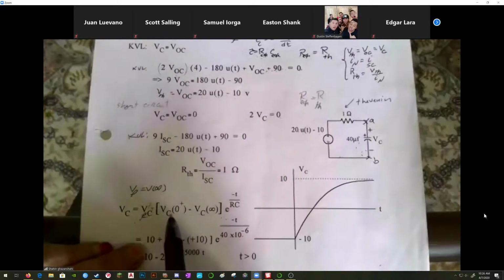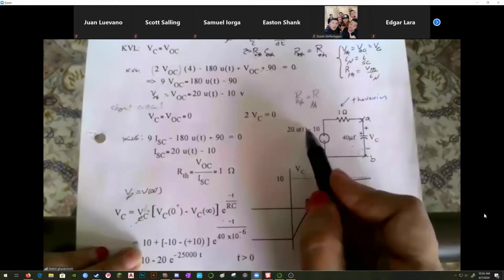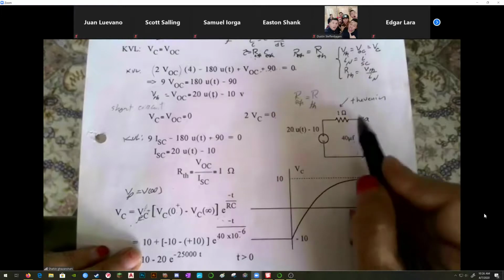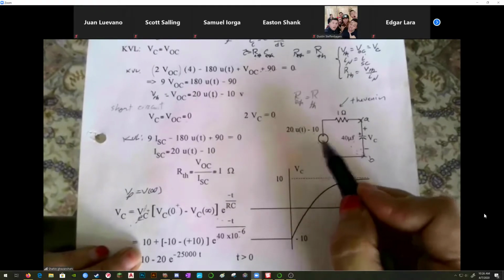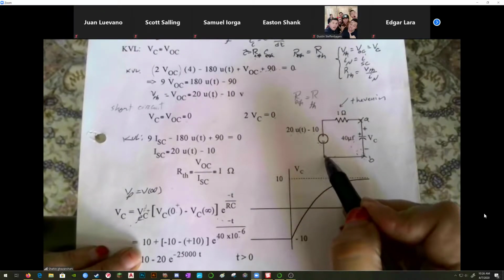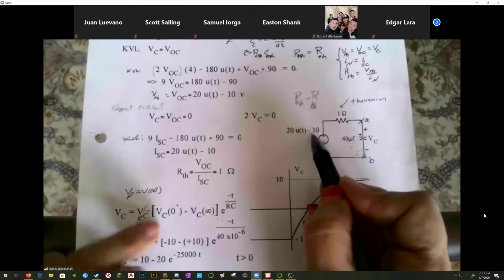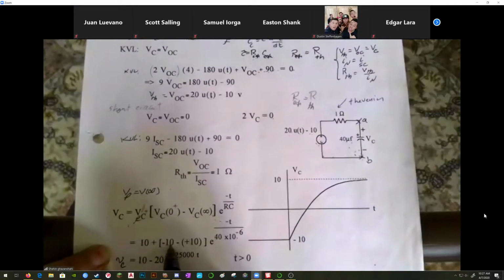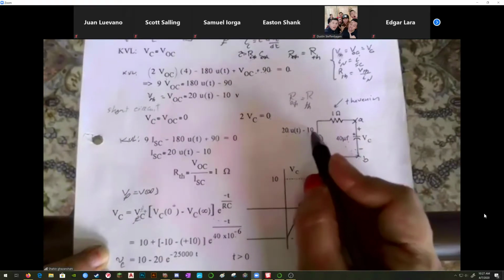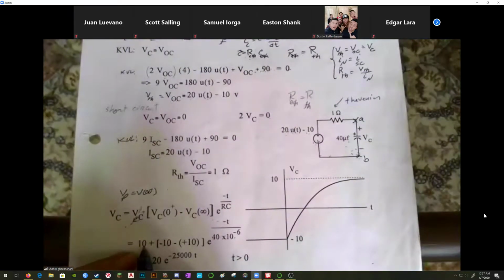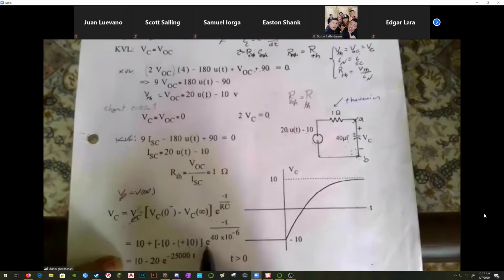Now, how much is VC at 0? Okay, now you go to here. When t is less than 0, remember, the capacitor acts as an open because this is DC. So the voltage here is the same as the source voltage, correct? When t is less than 0, this is negative 10. So your VC(0) is negative 10. When t is larger than 0, this is 20 minus 10, which is 10. So I put 10 here, negative 10 here, VC infinity is positive 10, and you got the tau.